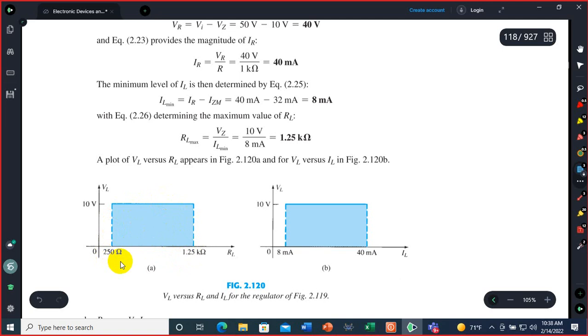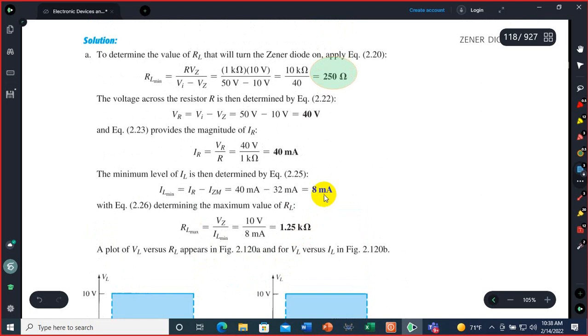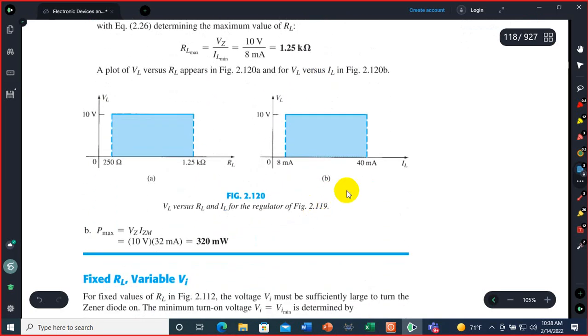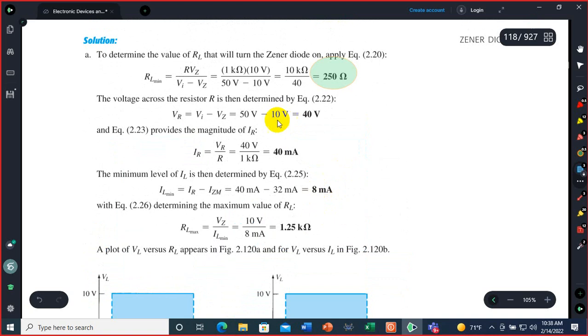Minimum load resistance will be 250 ohm, and the maximum value of the load resistance you can go to is 1.25 kilo ohm to maintain the circuit operating properly. So this is the range of load resistance, and the range of load current: 8 milliampere minimum current, and maximum current 40 milliampere.